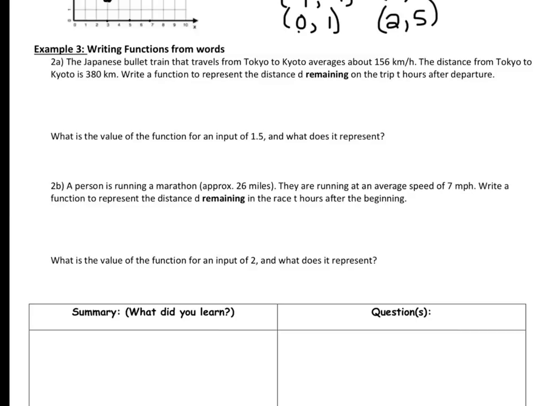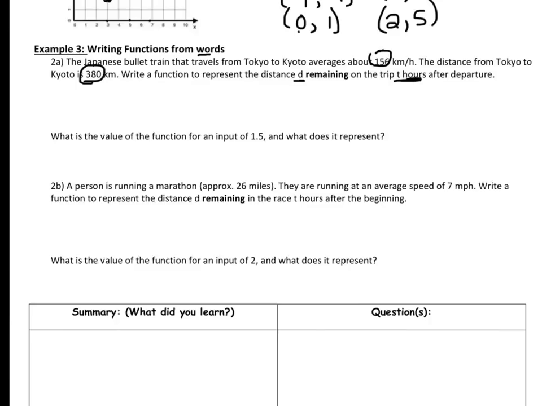The last thing is to take what we learned a few sections ago about writing algebra from words, and now writing the words in function notation. So we have a Japanese bullet train that averages about 156 kilometers an hour. We'll need that number. The distance from Tokyo to Kyoto is 380, so that's how far we have to go. Our function is going to represent the distance, we'll use a d to represent it, remaining on the trip t hours after departure. So we're trying to figure out what happens to the distance remaining.